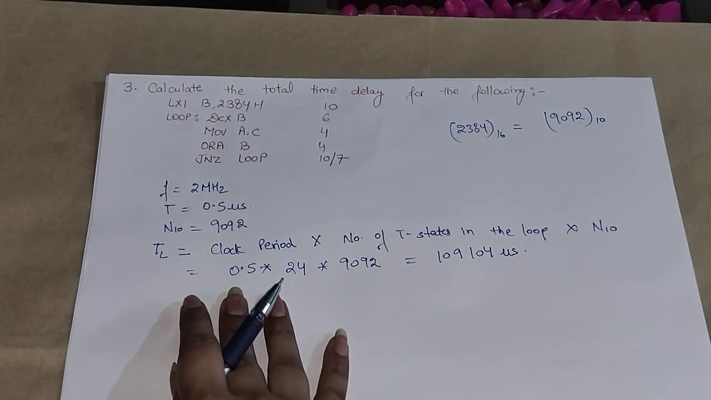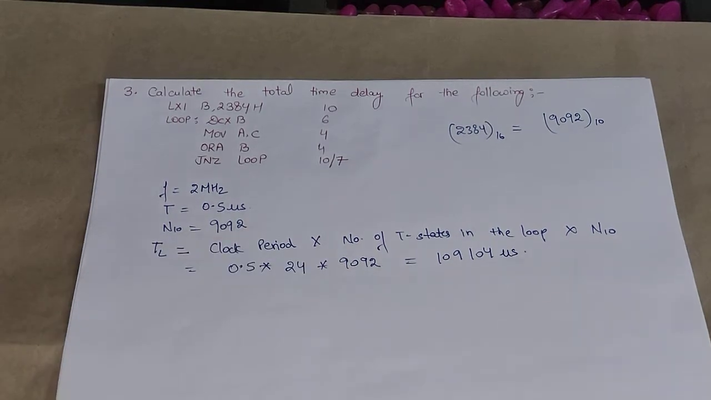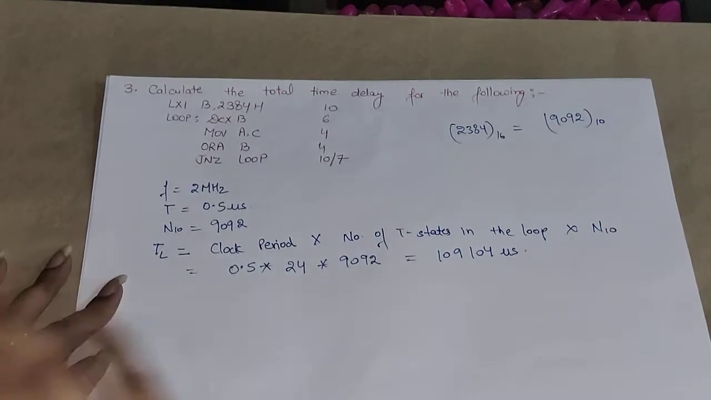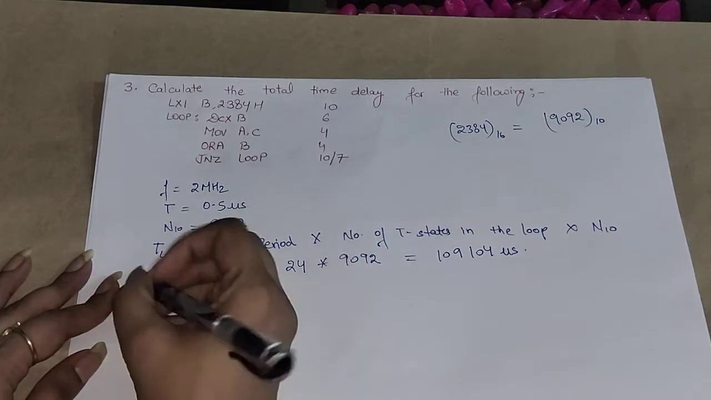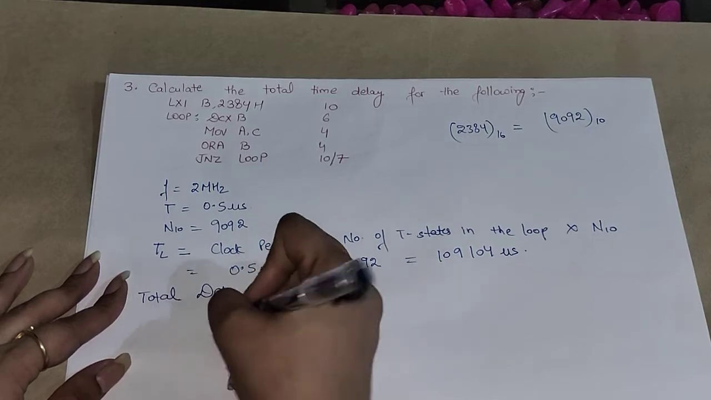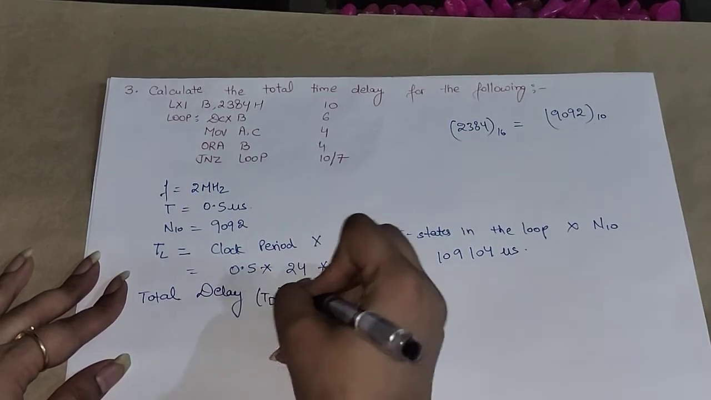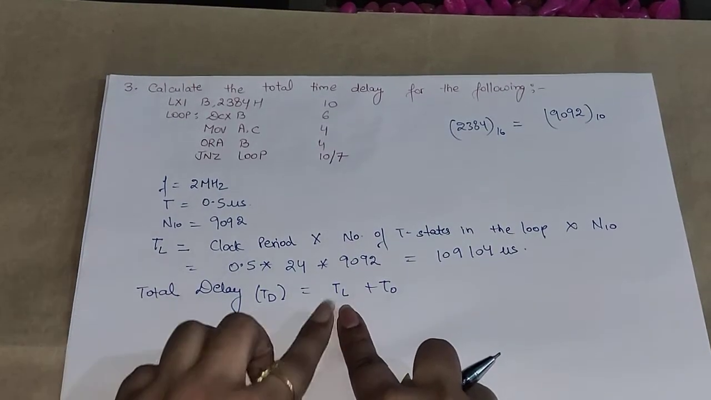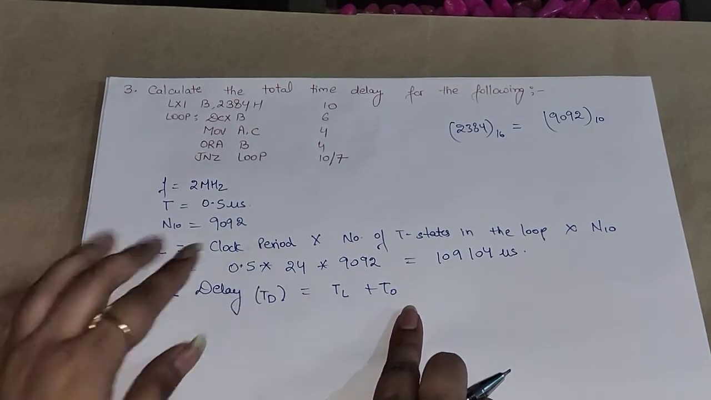I am just telling you how you can calculate the total delay. I am telling you various ways to calculate the total delay. One, I have already explained, using adjusted time delay. Now I am telling you another method without adjusted time delay. So total delay TD is equal to TL plus TO, meaning time delay inside the loop plus time delay outside the loop.